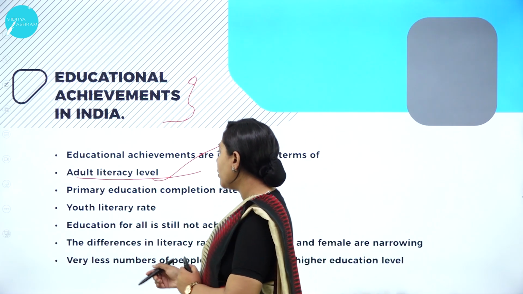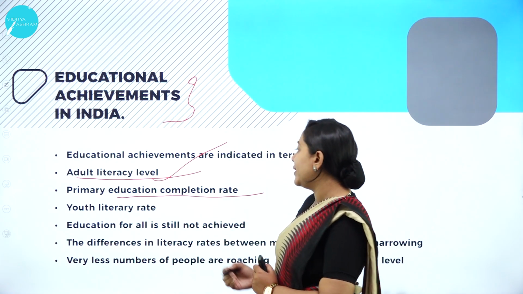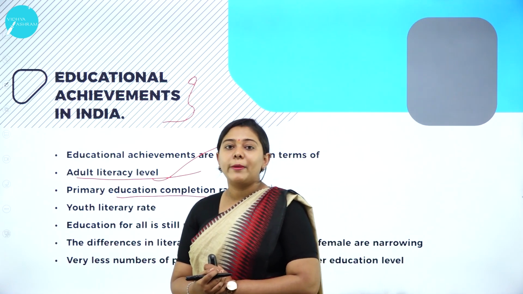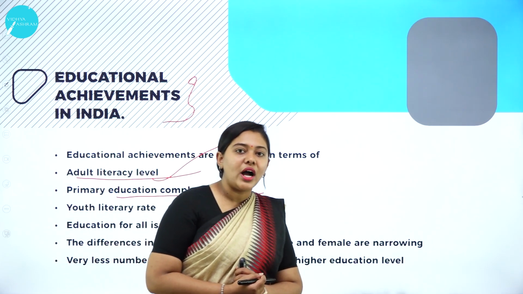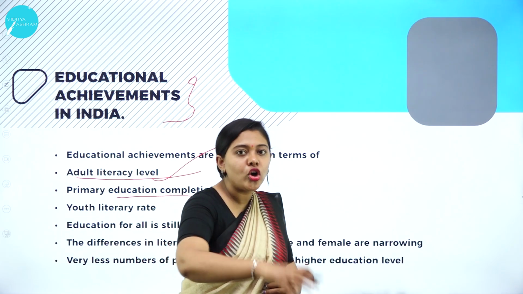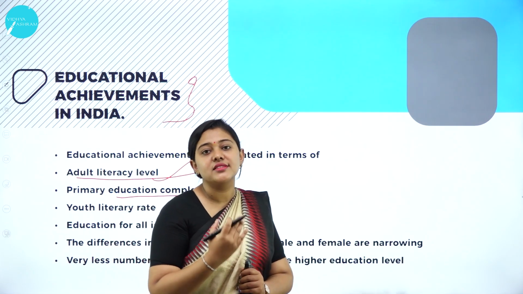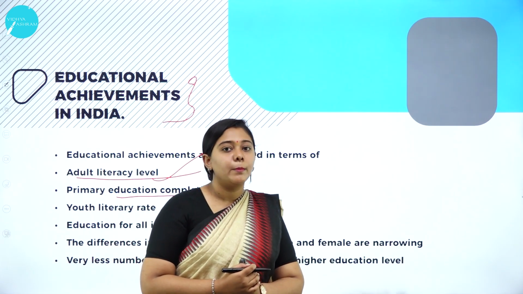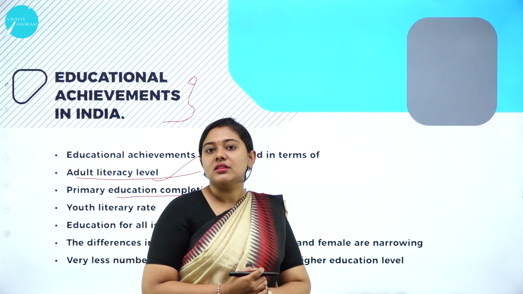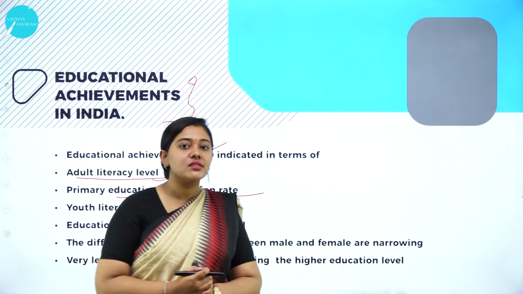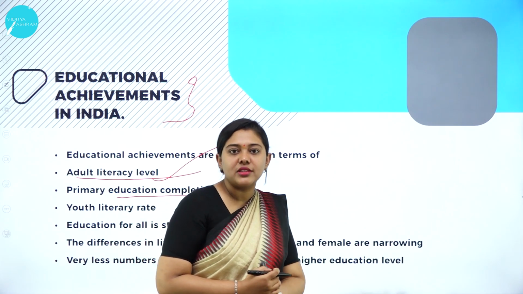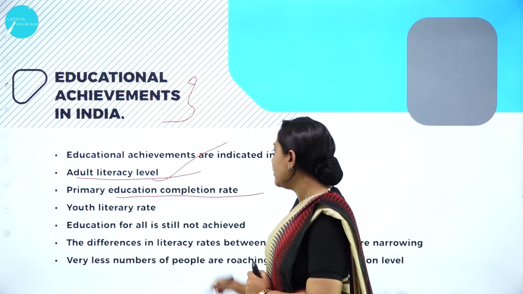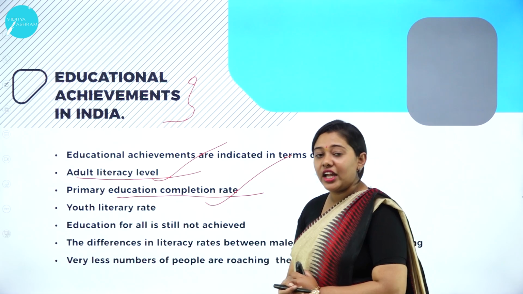Next, we want to talk about the primary education completion rate. We have achieved primary education. In the previous slide itself, I have explained all about it. Our government is spending more on primary education. If the base itself is not strong, the building will collapse. Keeping this in mind, the government is looking after the primary sector well. So we have achieved our primary education completion rate.